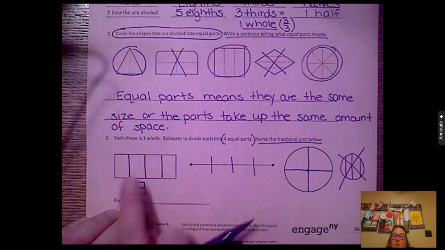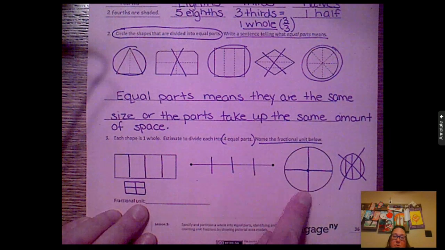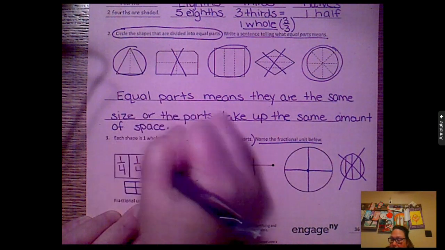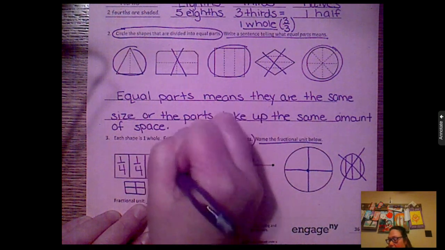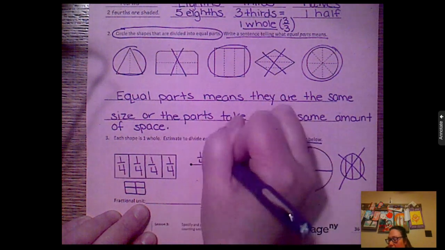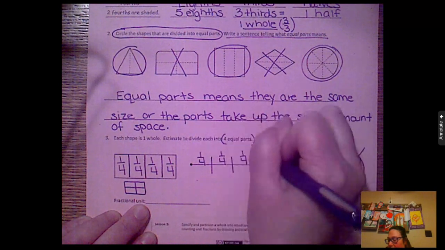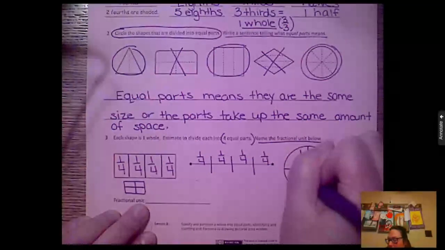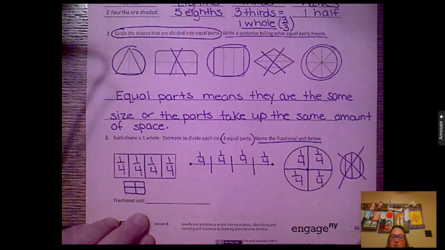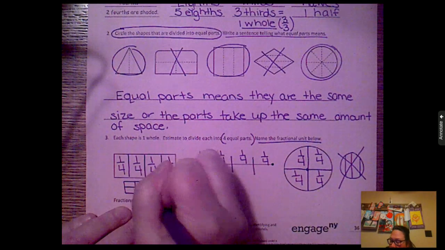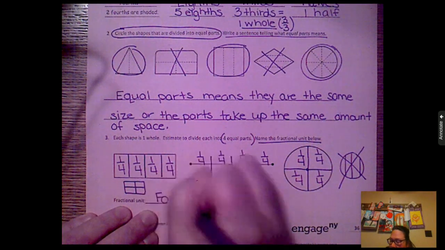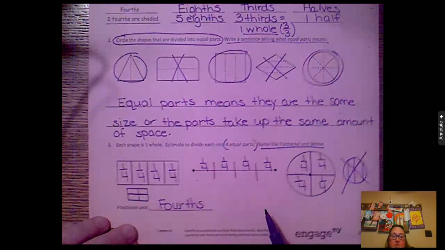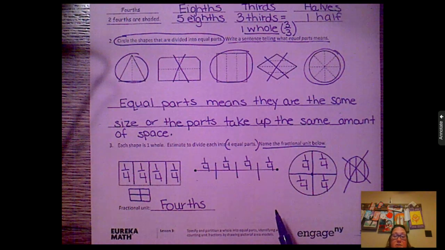The fractional unit. So how much is each one of these pieces? Each one would be what? Each would be 1/4, right? Because we split them all into 4 equal pieces. So we can quickly label those as 1/4 because all of these do equal 1/4. And if I want to label the fractional unit, that means like in words, I would call those pieces fourths. We see fractional unit, we're just using the word that we would use to describe that fraction. Each one of these pieces, they're fourths.